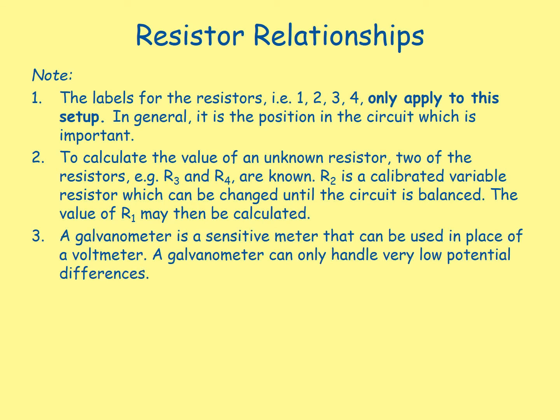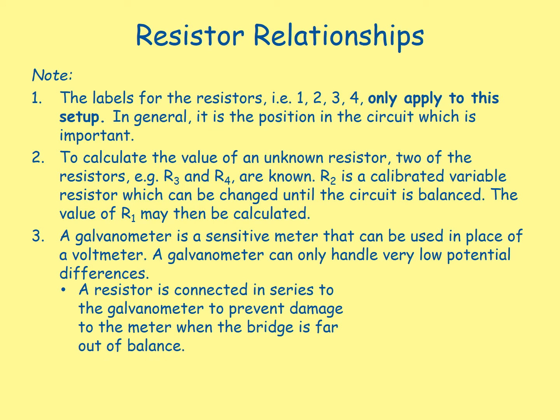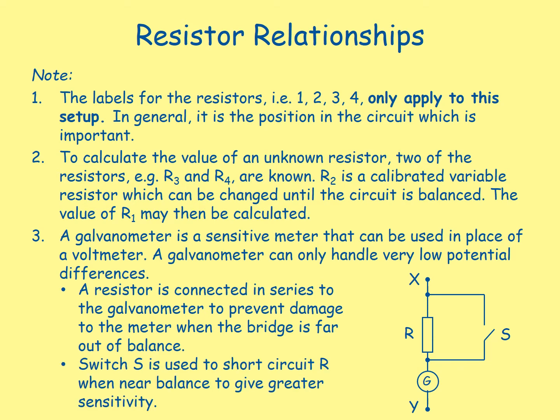A galvanometer is a sensitive meter that can be used in place of a voltmeter. A galvanometer can only handle very low potential differences. A resistor is connected in series to the galvanometer to prevent damage to the meter when the bridge is far out of balance. Switch S is used to short circuit R when near balance to give greater sensitivity.